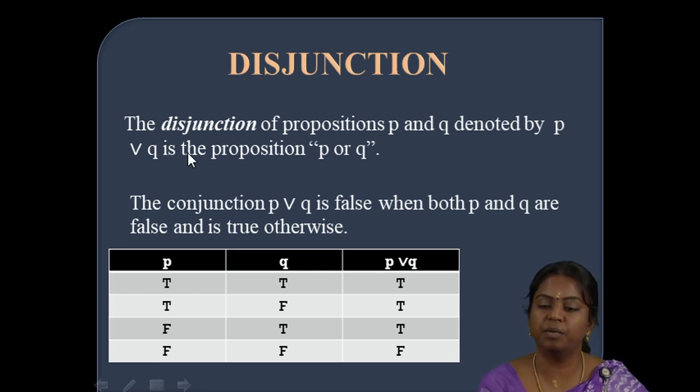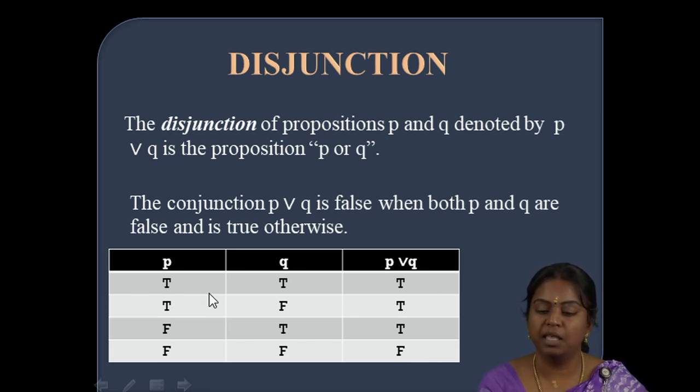The disjunction of the propositions P and Q, denoted by P or Q, is the proposition P or Q. The truth value of P or Q is false when both P and Q are false. In other cases, it is true. That is, when the two propositions P and Q are false, then the disjunction of the two propositions has the truth value false. In other cases, the truth value will be true.